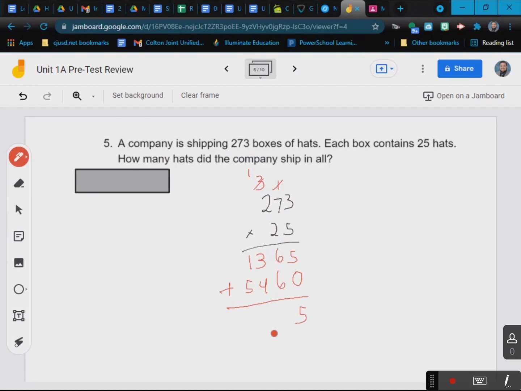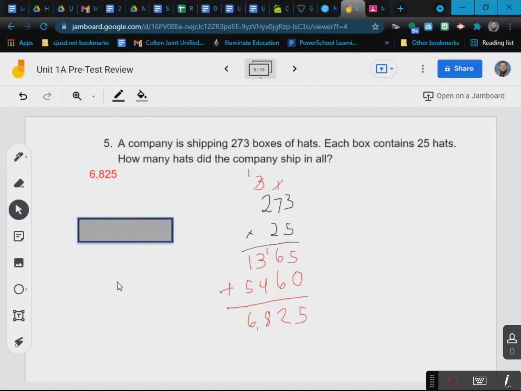And then 6 plus 6 is 12. Carry the 1. 4 plus 3 is 7, plus 1 is 8. And 5 plus 1 is 6. So our answer is 6,825.